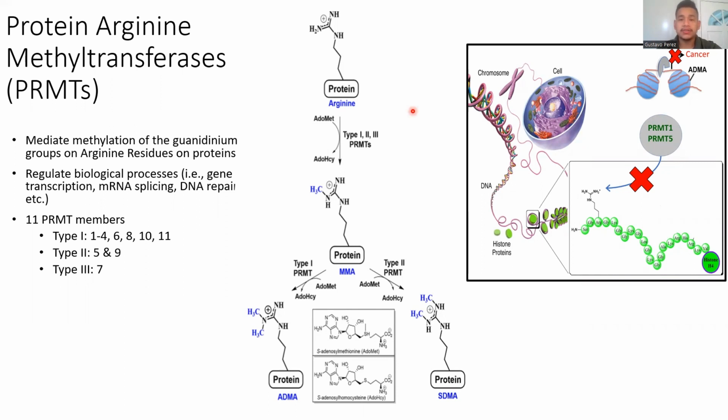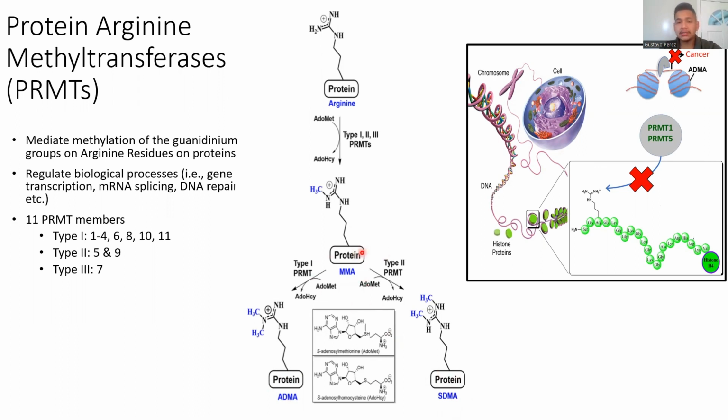Protein arginine methyltransferases, known as PRMTs, transfer a methyl group from S-adenosylmethionine, also known as SAM, onto the guanidinium group of arginine residues within histone proteins. There are 11 isozymes of PRMTs, which are broken down into three types based on product formation. Type 1 PRMTs create ADMA products, type 2 PRMTs create SDMA products, and type 3 PRMTs create MMA products.